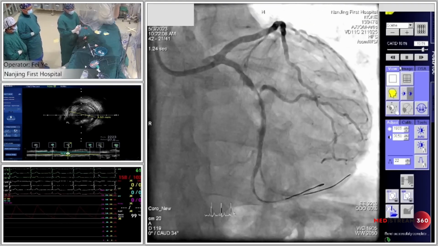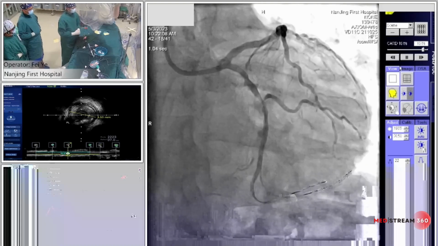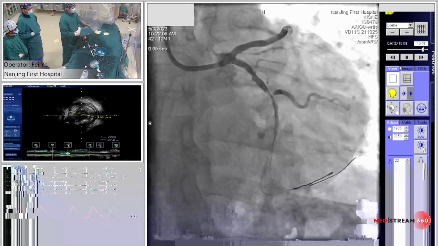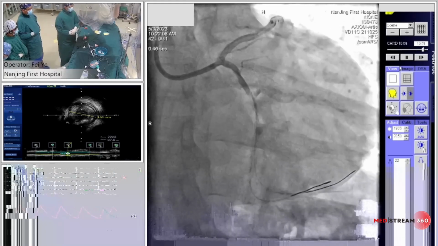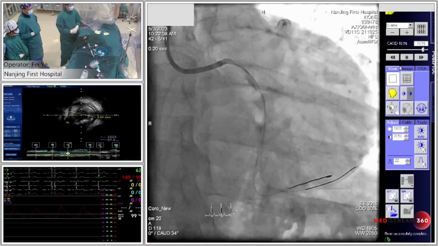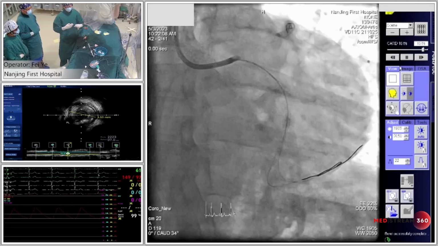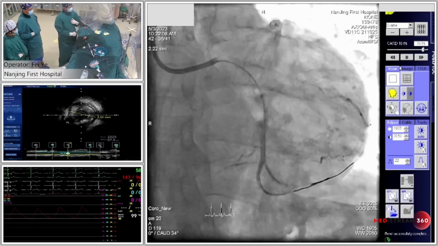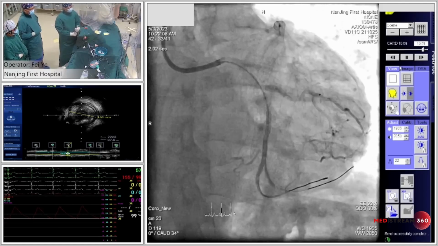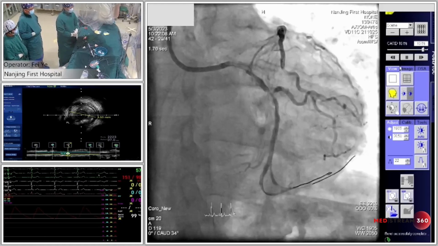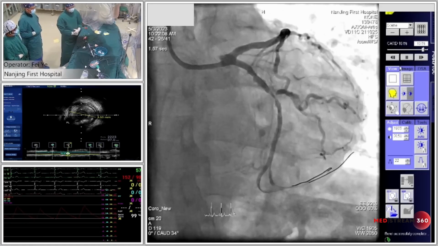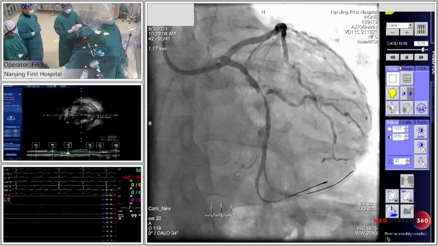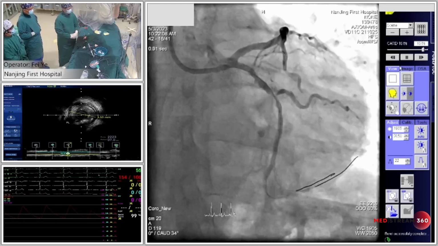The tip of the wire keeps its shape very stiffly and stably. Another question: a hydrophilic wire may be the best choice, but we cannot get good support from the wire. For me, the first wire I want to choose is Runthrough Extra Soft. If that wire fails, another option is Cyan Blue, which may be better just because the tip of the wire is softer compared with Cyan.